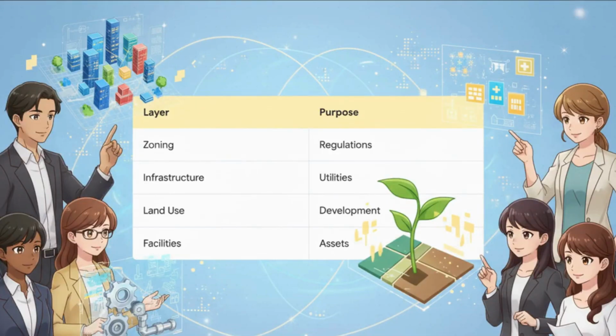Now we're looking through the eyes of city architects and urban planners. They need to see the absolute vital signs of a city. And this breakdown categorizes the sheer depth of data they can just toggle on and off within the platform. They can visualize zoning districts to understand regulations, track infrastructure like utilities, analyze land use for development patterns, and map out public facilities. Having these interactive layers allows planners to develop really comprehensive urban development strategies right inside the web interface.